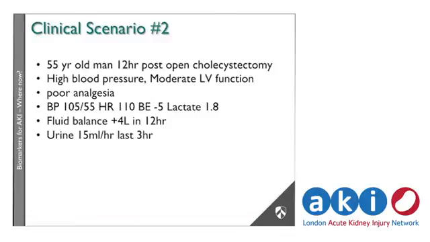Okay, so clinical scenario 2 is a man who's had an open cholecystectomy. He normally has high blood pressure and moderate LV function. He's not very well analgesed. He's got, again, a lowish blood pressure probably for his baseline. A bit of a negative base excess and a lactate just above the normal range, and he's had 4 litres of fluid, and he's not passing much urine.